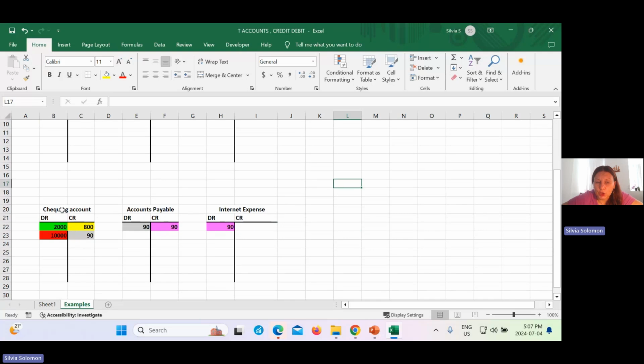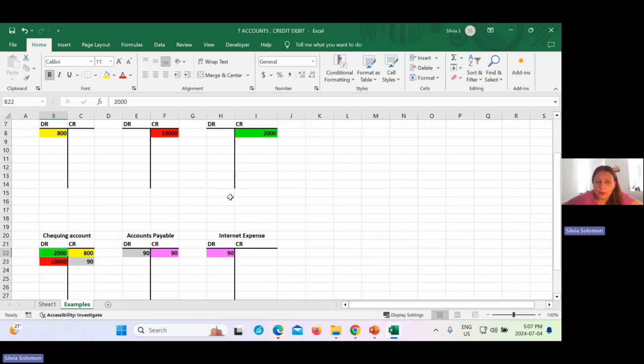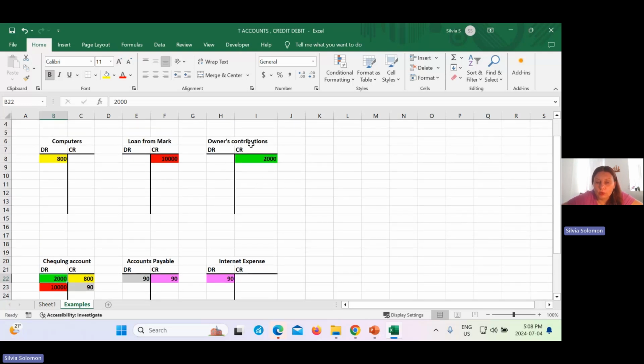Now, if we want to go here, I give you an example. In the checking account, we debited 2,000. So the checking account is in the shape of a T. So we debited 2,000. And the other 2,000, we have to credit something because we always have to have a debit and a credit, and now we only have one account. So we're going to credit the owner contributions account, which is part of the owner's equity.